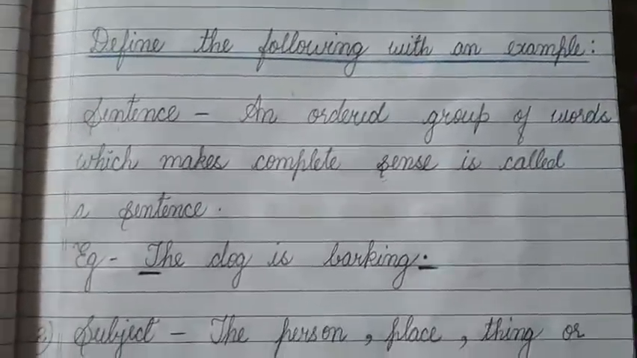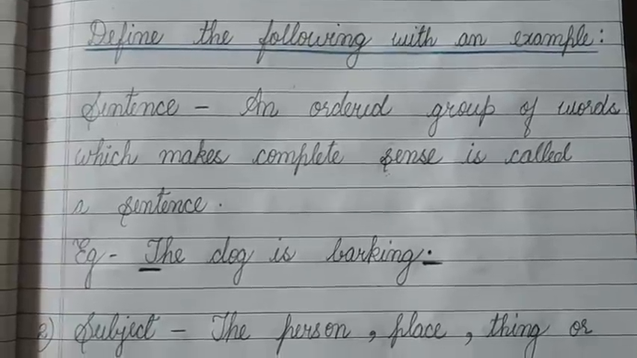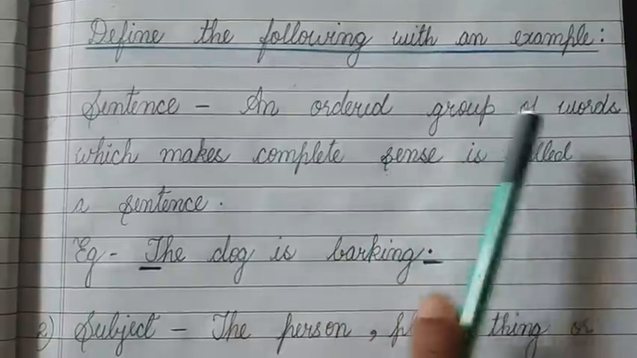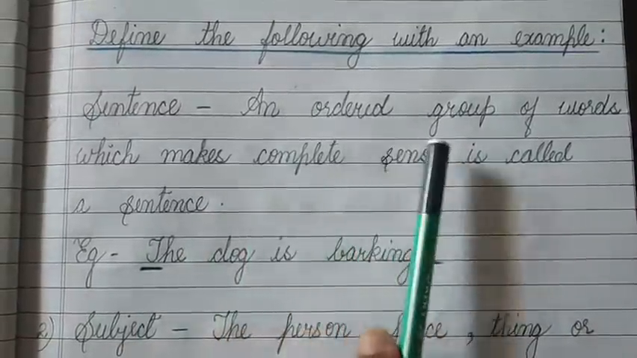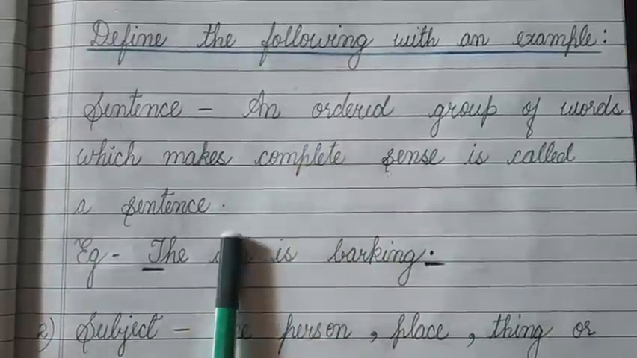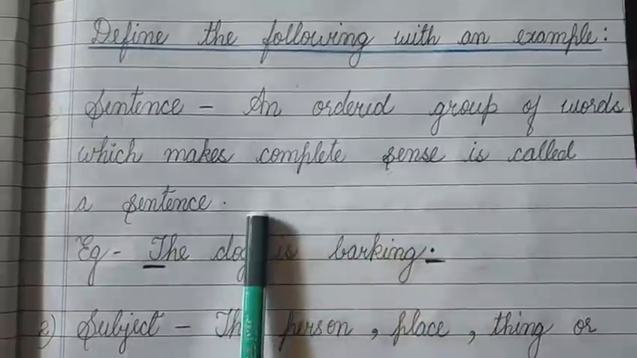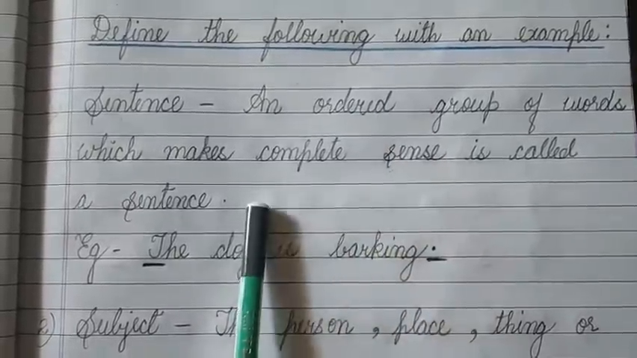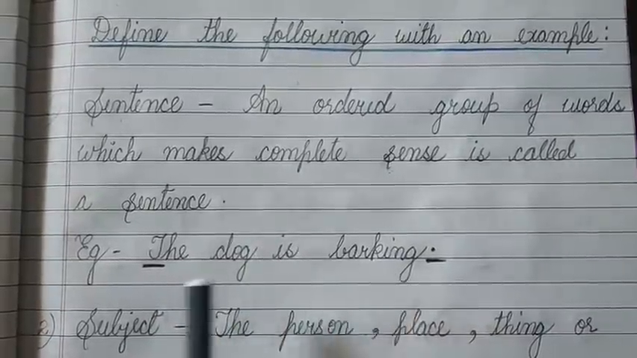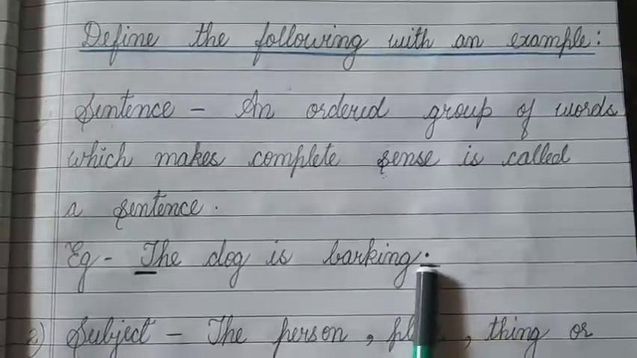So what is a sentence? An ordered group of words which makes complete sense is called a sentence. Now see, children, give one finger gap between the words and start the sentence with a capital letter. Put a full stop at the end and leave one line. After writing this definition, you will write down the example: The dog is barking. This T you will underline with blue pencil color, and this full stop also you will underline with blue pencil color.